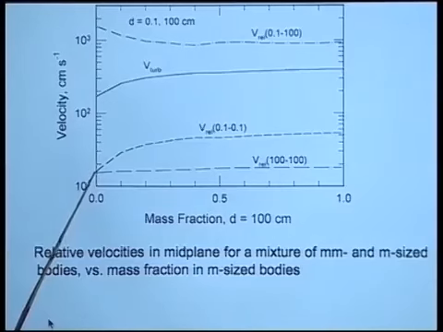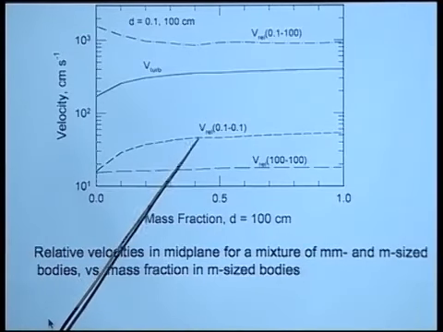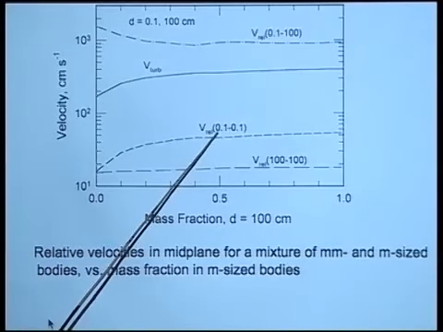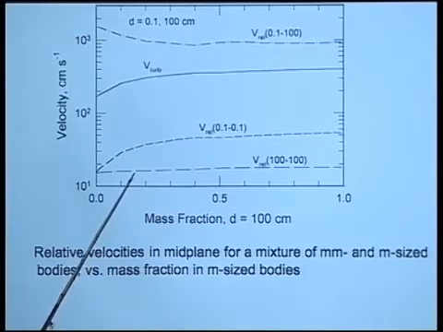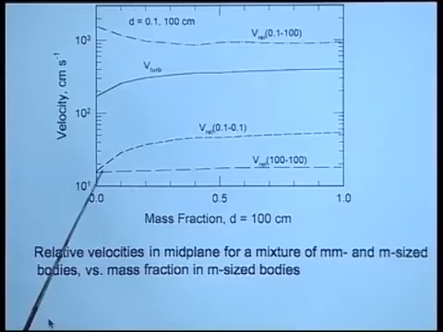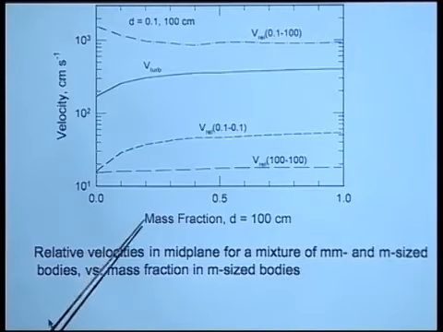And that results actually in a significantly higher relative velocity between the millimeter-sized particles encountering each other than you would have without any meter-sized particles in there. They're doing the stirring. Now, it's only down in the region where the meter-sized particles are abundant, but it increases their velocities quite a bit.